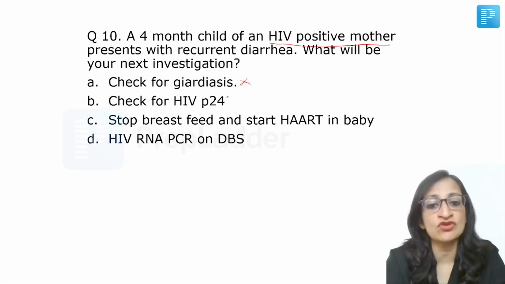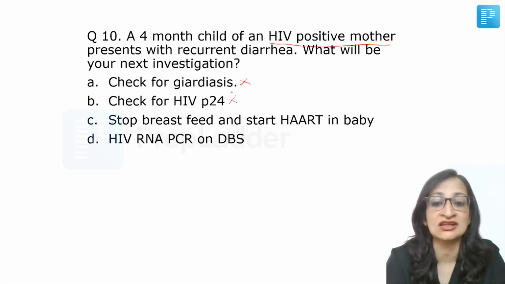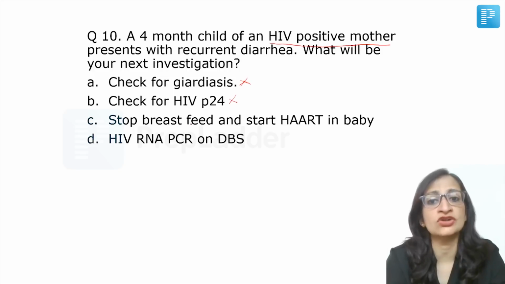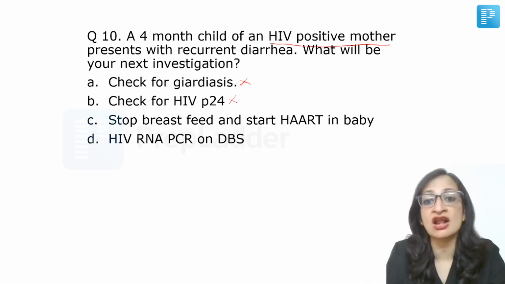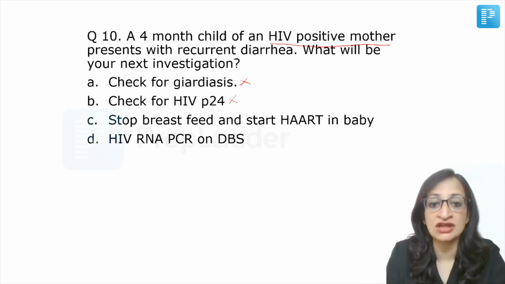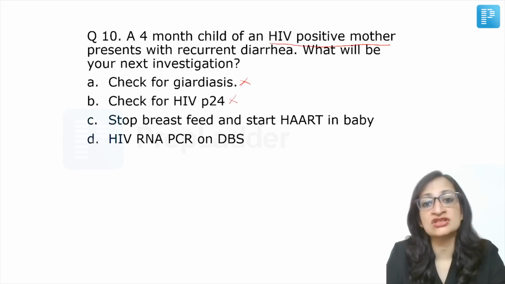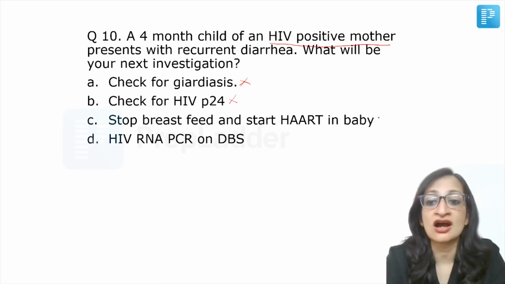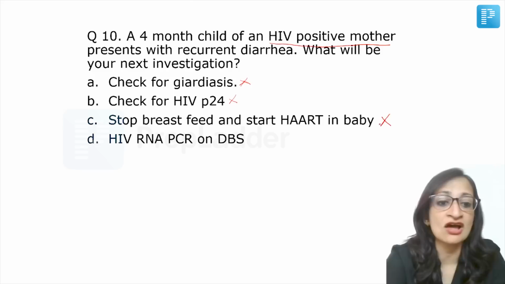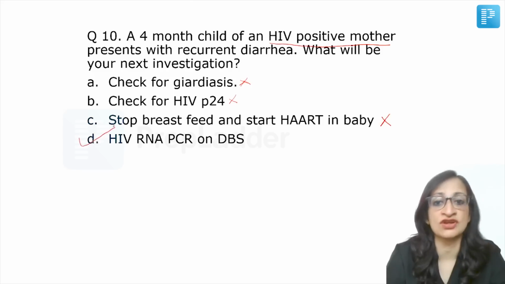Check for HIV P24? No, we know antigen-based tests are not very accurate in infant babies less than 18 months of age. We will rely only on PCR. Stop breastfeeding and start HAART? No. We know, especially in developing countries, the benefits of breastfeeding far outweigh the risks that it confers. So stopping breastfeeding we will not advise in this situation. And starting the antiretroviral therapy without knowing the HIV status of the baby, again, is not a very viable option. So HIV RNA PCR on dried blood spot is the best answer out of the given options.